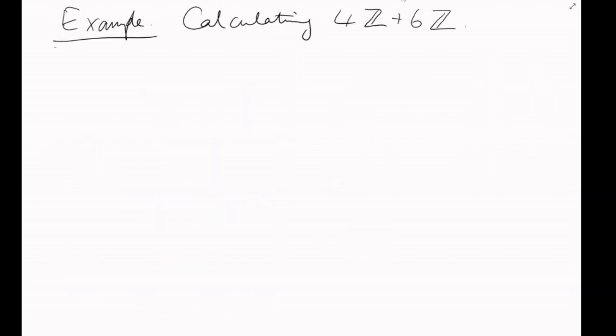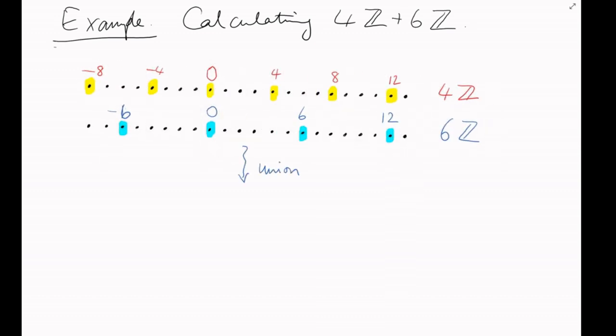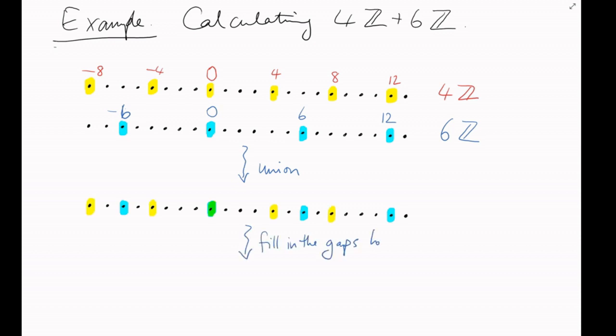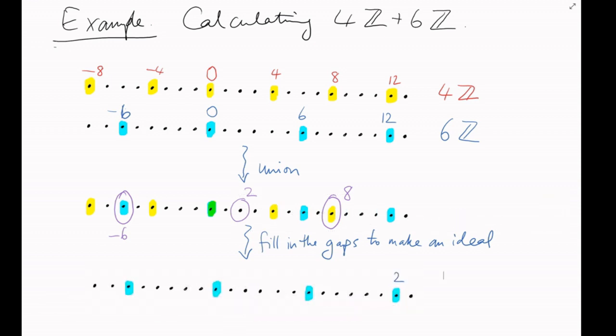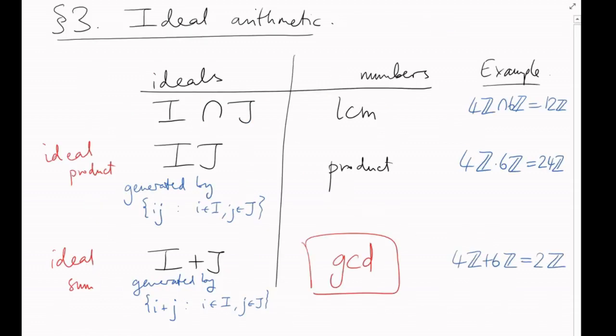Right, so for example, 4Z plus 6Z can be calculated by taking the union of these two sets, all the multiples of 4 and all the multiples of 6, and then adding in whatever's necessary to make sure the result is an ideal. So for example, this set contains -6 here, and it contains 8 here, so it had better also contain their sum, which is 2. Remember Bezout's lemma? The ideal sum corresponds to the greatest common divisor of two numbers. So here's the real point. Ideal sums are greatest common divisors.